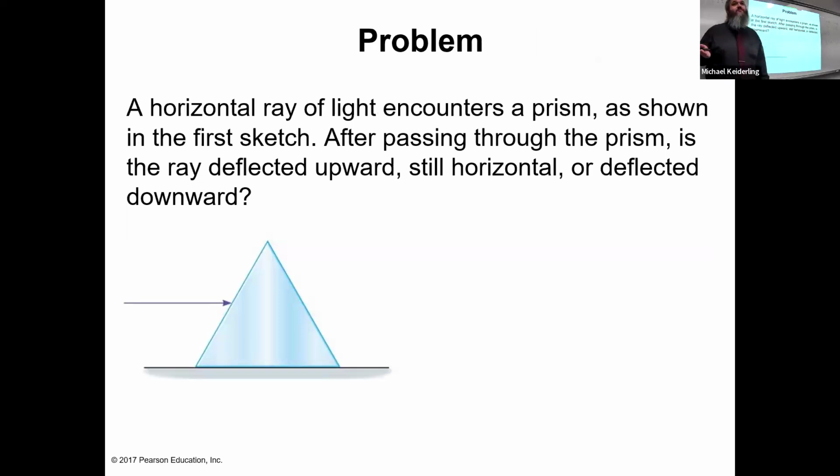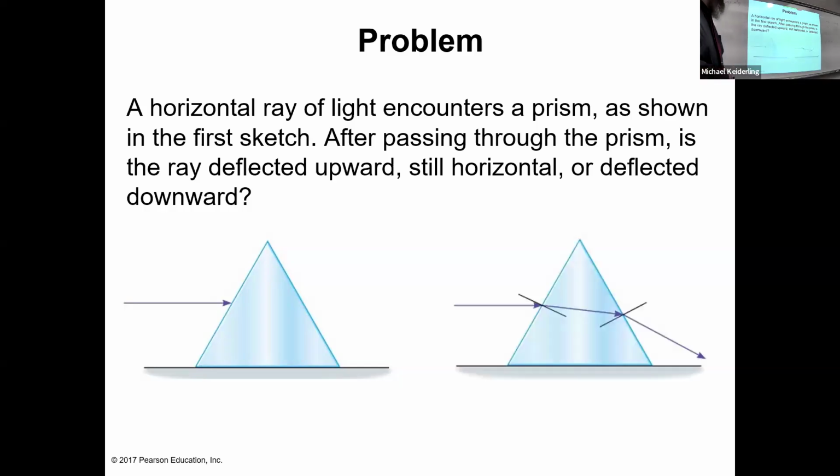So here we have a prism. Notice how the surfaces here are not perpendicular to the ray of light. So after passing through this prism, would you expect the ray to be deflected upwards, downwards, or does it come out still horizontal? Which way do you think this prism will bend the ray of light that's entering it? Remember, this prism has a higher index of refraction than the air around it.